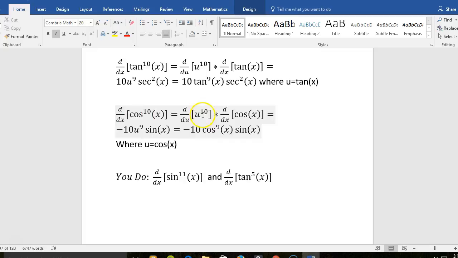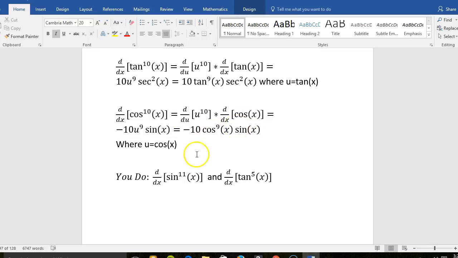That's d by du, again, u to the 10th times d by dx of the cosine of x. Now be careful, the derivative of the cosine is the negative sine, so you got to have a negative sign right here. So it's negative 10 u to the 9th times sine of x. Now remember u is the cosine of x, so we got that u to the 9th is cosine 9 of x. And then you just plug in, and there you go.